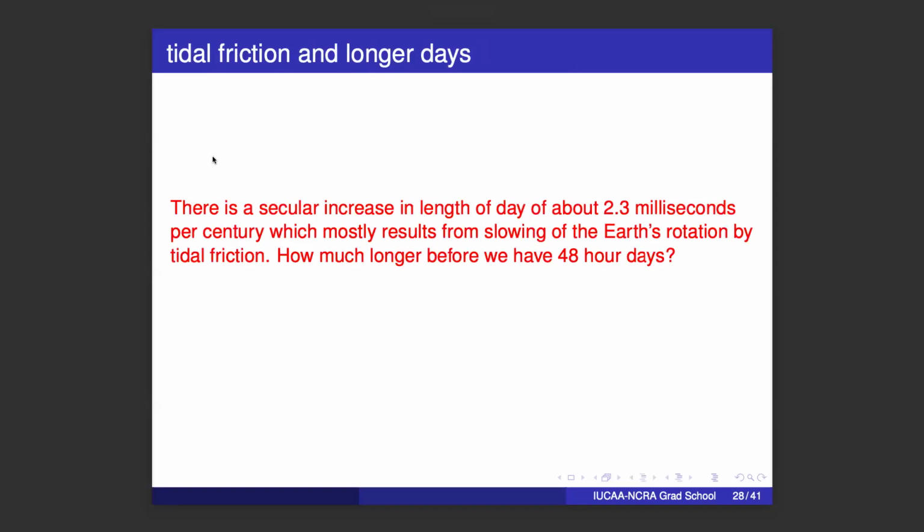Okay, so we discussed a little bit about longer days, tidal friction and so on. So how much is the Earth slowing down? 2.3 milliseconds per century. That's the slowdown of the rotation. So how much longer before we have 48-hour days? You can do the calculation. Assuming the slowing goes down at the same period, it will take 3,800 million years for us to have 48-hour days.